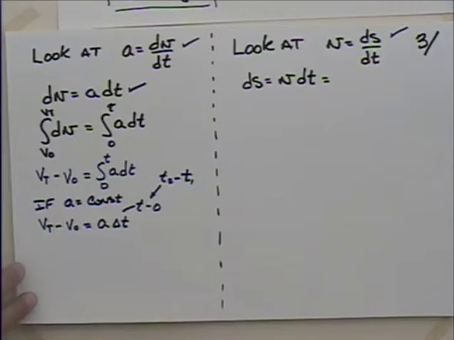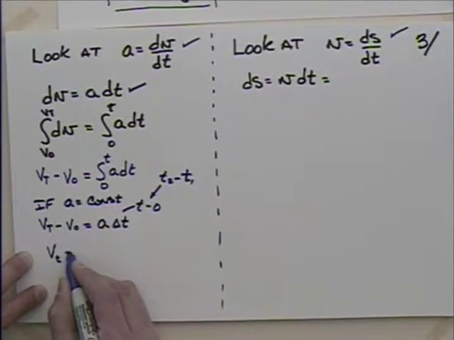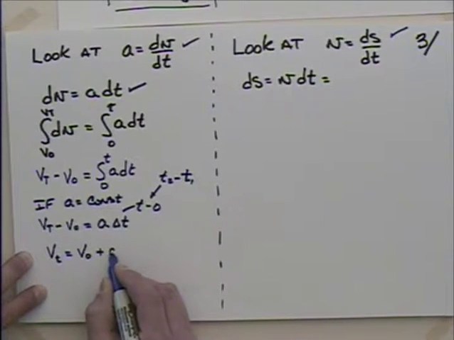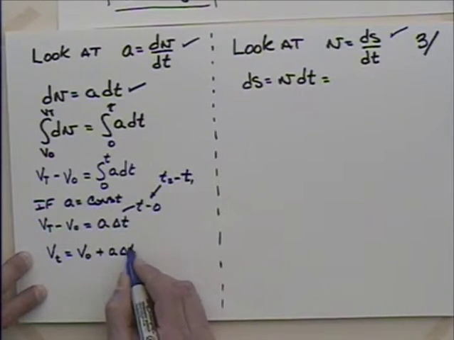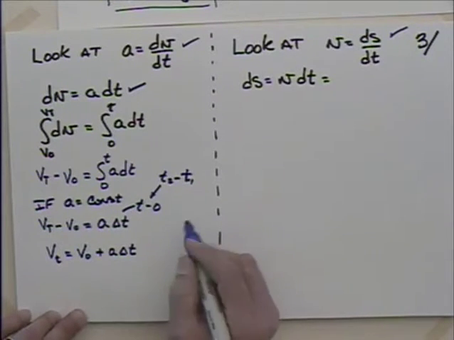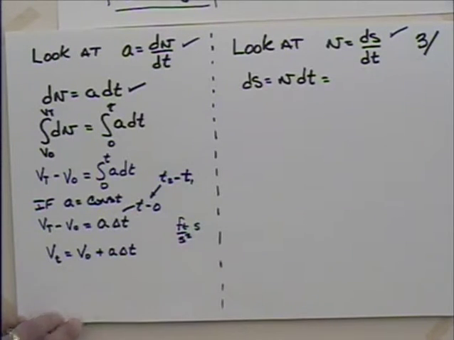Well, if I tidy this up a little bit, I could say that v at some time t is equal to my initial velocity v naught plus a delta t. Do the units work on that? If you took an acceleration unit and multiplied it by time, so let's say that we take feet per second squared and we multiply this by seconds, do I come up with velocity units? I do, don't I? Feet per second. So that equation looks good from a unit standpoint.